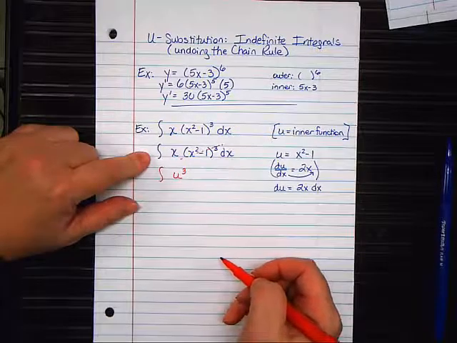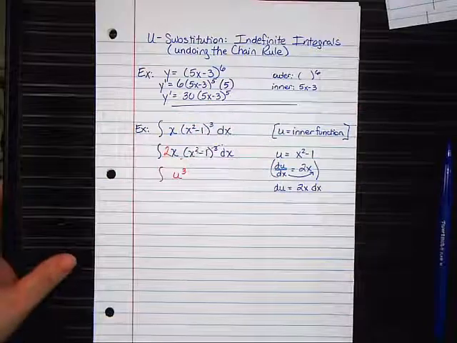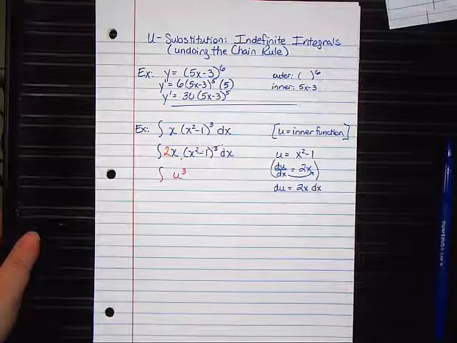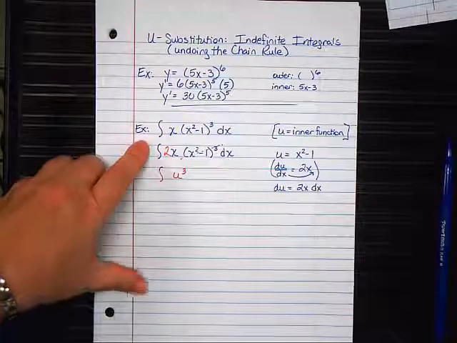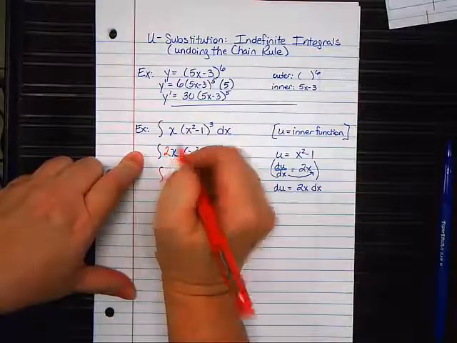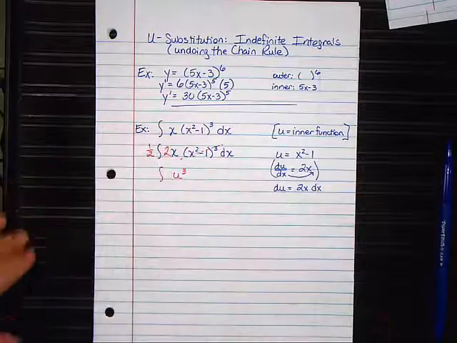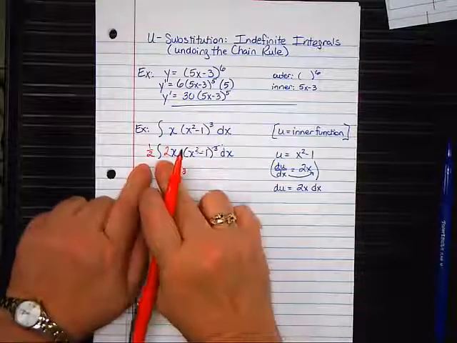And you know what I'm going to do to fix that? I'm just going to put a 2 right there. You're like, wait a minute. How can you just do that? Well, here's how I can. If I put a 2 here, I have to put a 1/2 outside to balance it out, because what is 1/2 times 2?